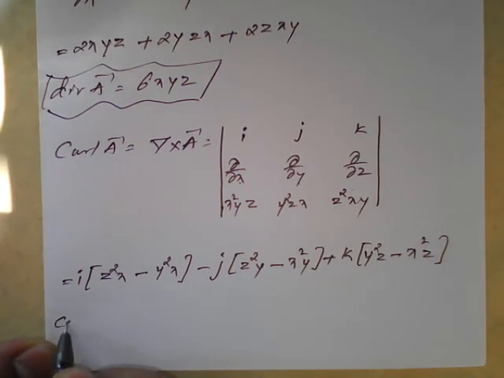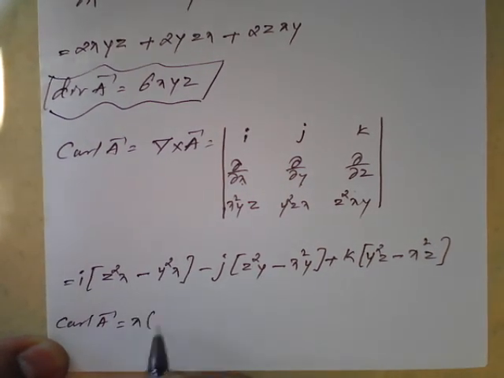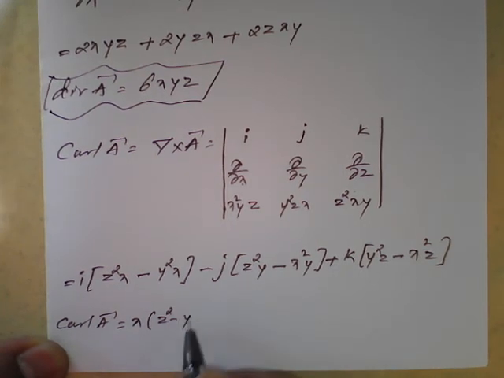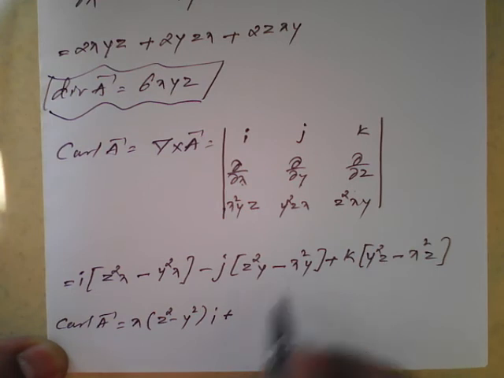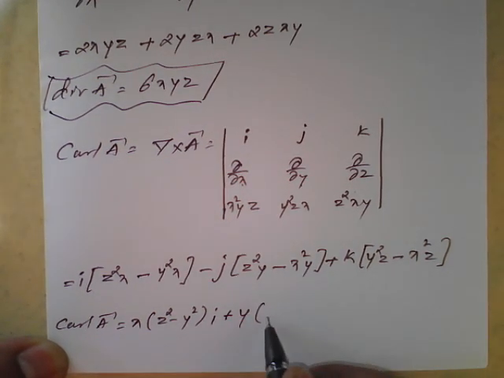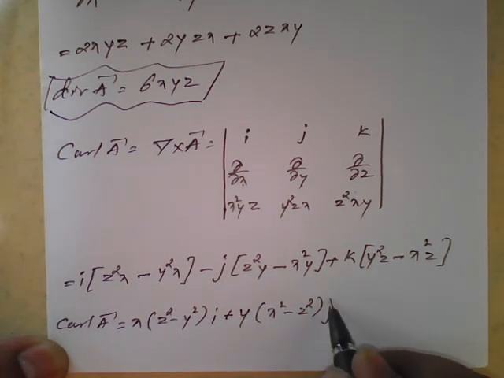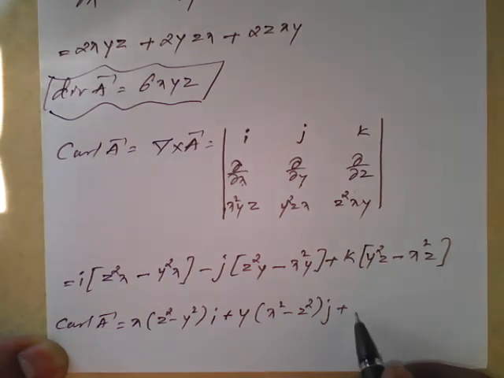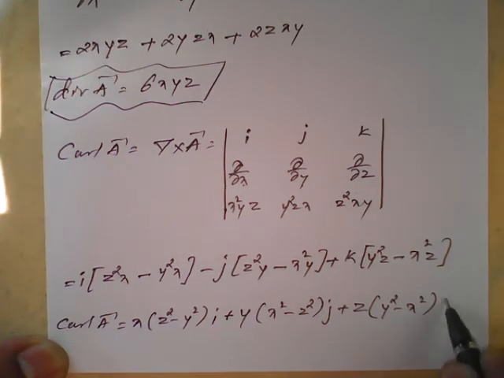Now on simplification, curl of vector A is equal to: in the first bracket I will take x common, what is left inside is z square minus y square, of i. Minus, or I will take the minus sign common and make it plus. Among this y is common, so if I take minus, x square minus z square will come, of j. Plus, among this you take z common, it will be y square minus x square, of k.